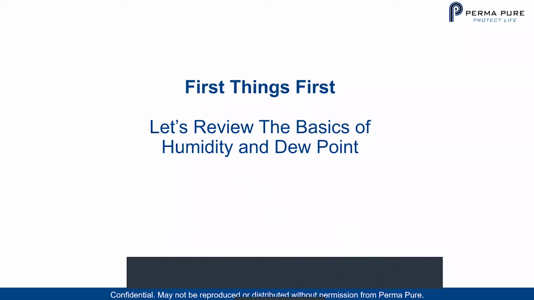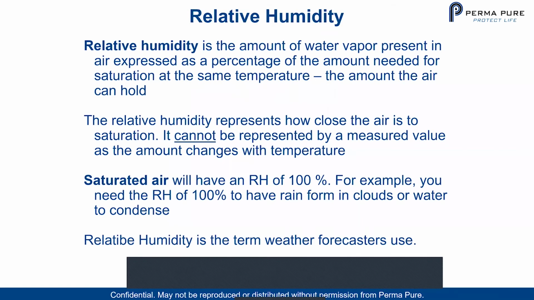But let's review the basics of humidity and dew point first, just to get our minds ready for some concepts that are going to be presented in the presentation. We'll start with relative humidity. So relative humidity is the amount of water vapor present in the air expressed as a percentage of the amount needed for saturation at the same temperature, or the amount the air can hold. The relative humidity represents how close the air is to saturation.